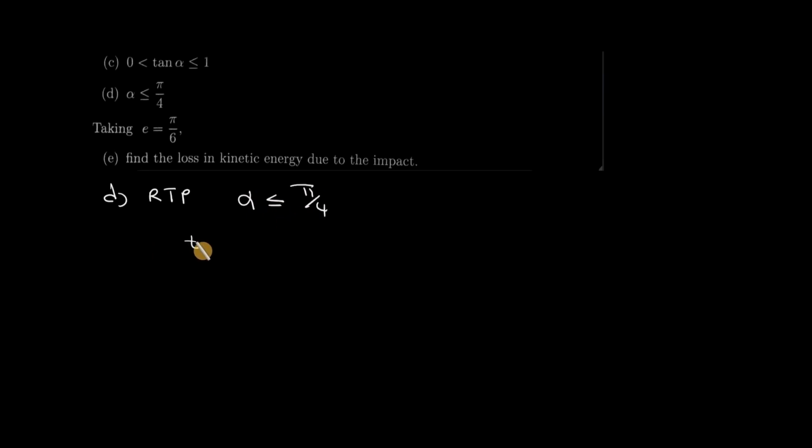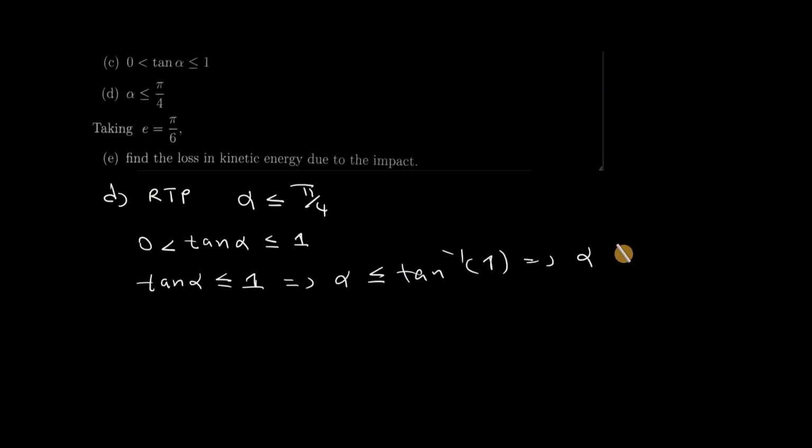From the C part, tan alpha is from 0 to 1. That means tan alpha is greater than 0 and tan alpha is less than or equal to 1. That is, tan alpha is less than or equal to 1, which means alpha is less than or equal to tan inverse of 1. That means alpha is less than or equal to 45 degrees, since tan inverse of 1 is 45 degrees. That means alpha is less than or equal to pi over 4, since 45 degrees in radians is pi over 4, as required. So proof ends.